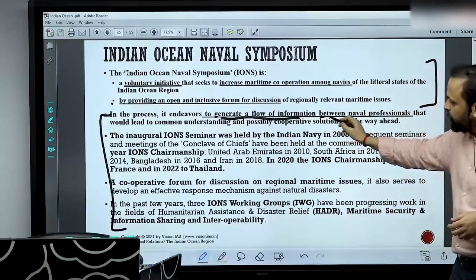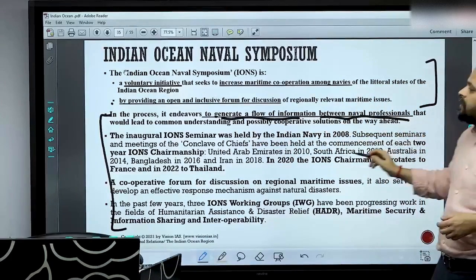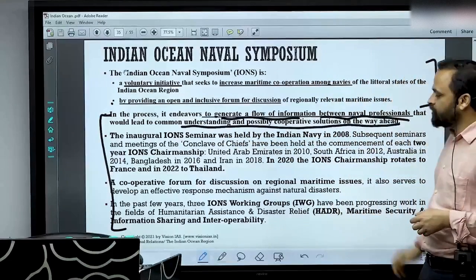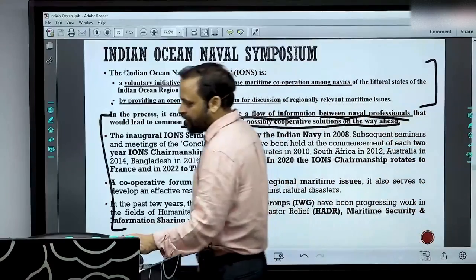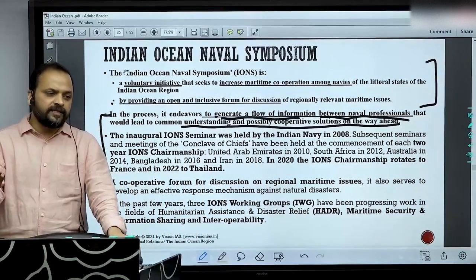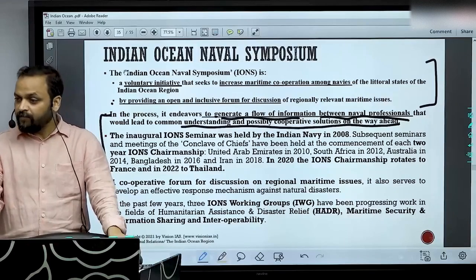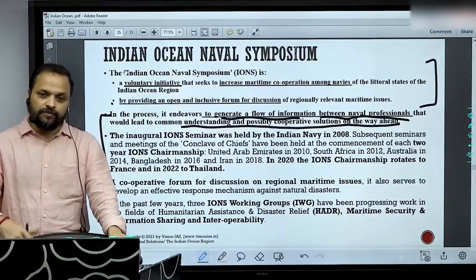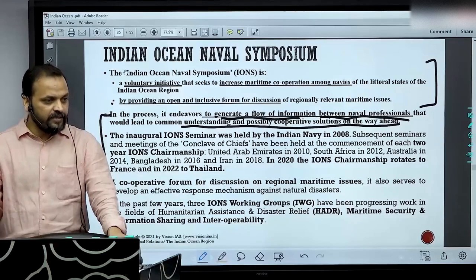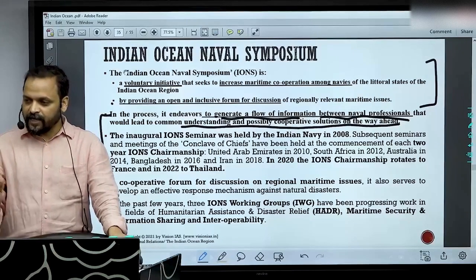...generate a flow of information between naval professionals that would lead to common understanding and possibly cause cooperative solutions on the way ahead. That is what is happening. They are discussing issues. From this discussion, a newer understanding may arise, or solutions may arise. Solutions then may become policies of countries, right? So that is something that is happening here.